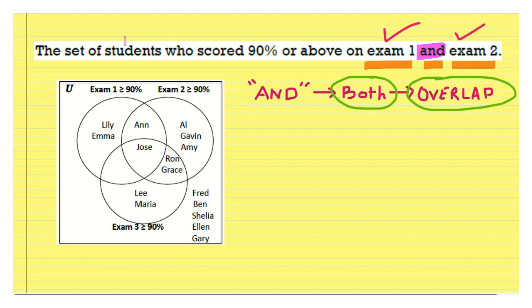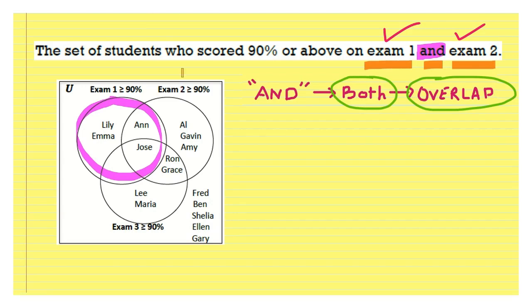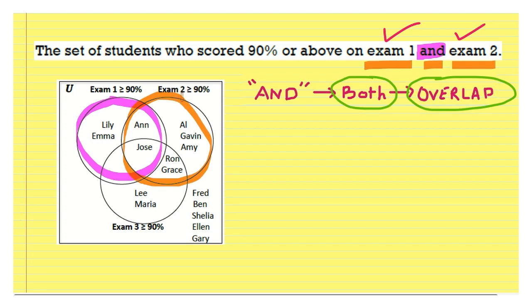So we've got exam one right here, and we've also got exam two right here. And we want to look for the names of students who scored above 90% that are in both of these circles. Well, that would include Anne. She's in the orange circle. She's also in the pink circle. And Jose. Those are the two students who scored above 90% on both exam one and exam two.